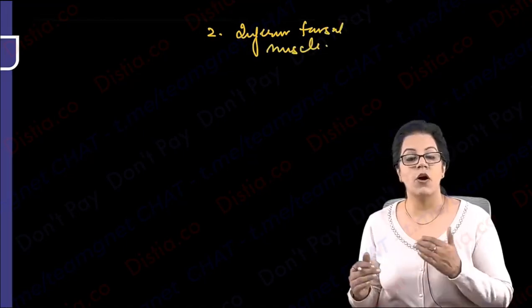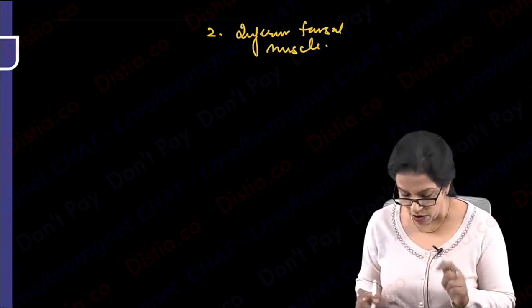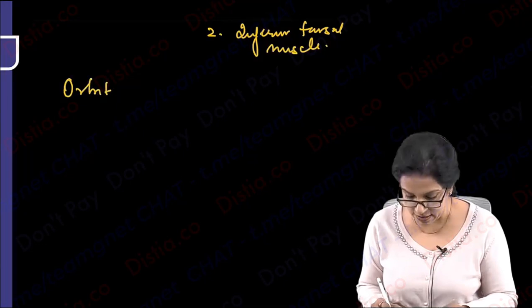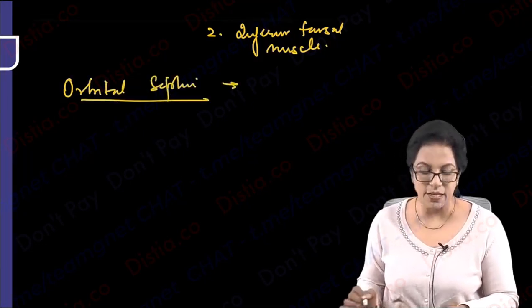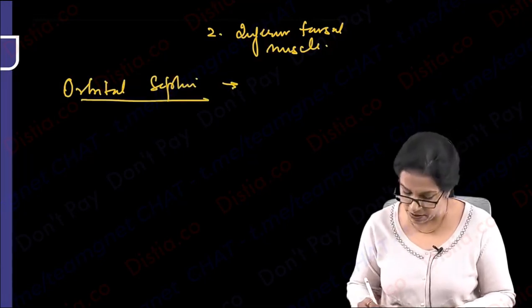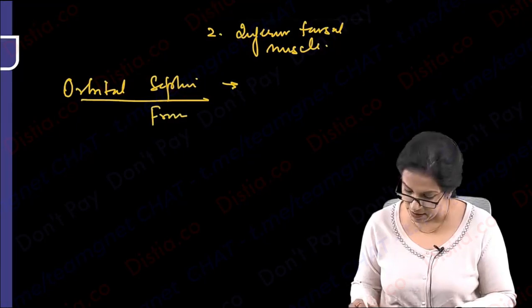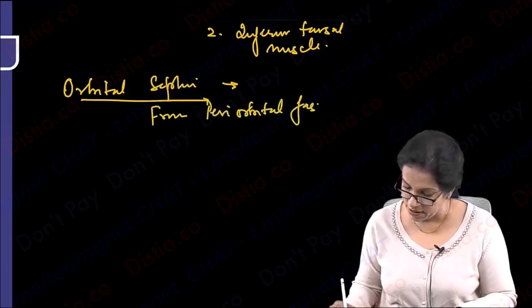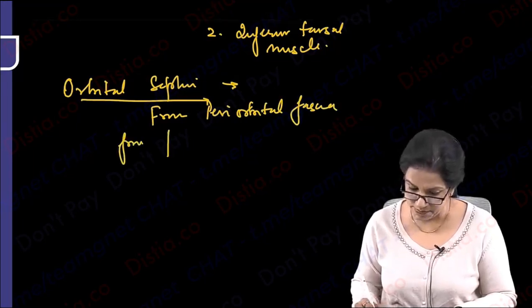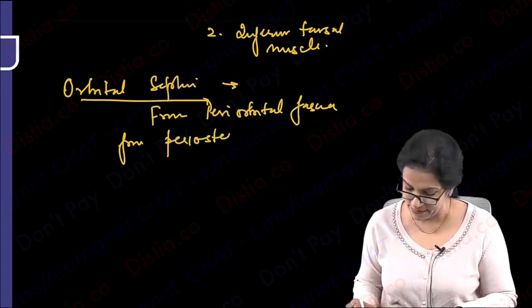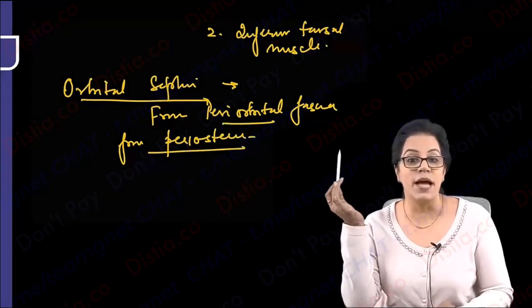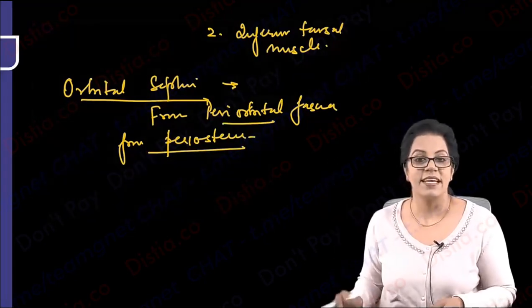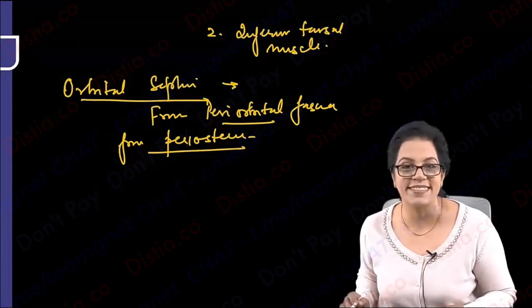And we talked about the orbital septum, isn't it? So the orbital septum arises from the periorbital fascia, mainly from the periosteum. Write down, periorbital fascia from periosteum. And the same periorbital fascia is also giving rise to the annulus of Zinn. If you remember, we learnt it. It is crossing the superior orbital fissure.